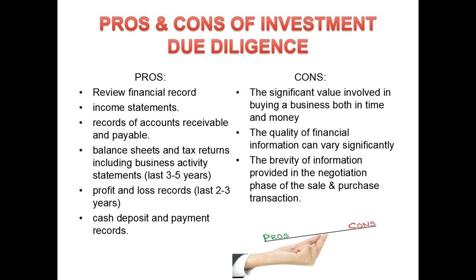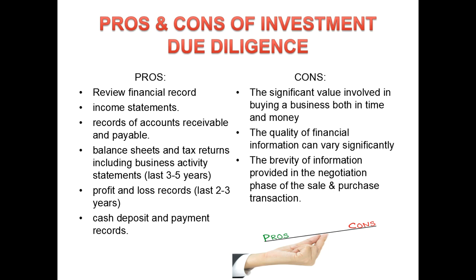Now let's look at the pros and cons of investment due diligence. The pros are that you can review the financial records, the income statements, records of the accounts receivable and payable, the balance sheet, the tax returns, including the business activity and the statements for the last 3 to 5 years, the profit and loss records, and the cash deposit and payment records.